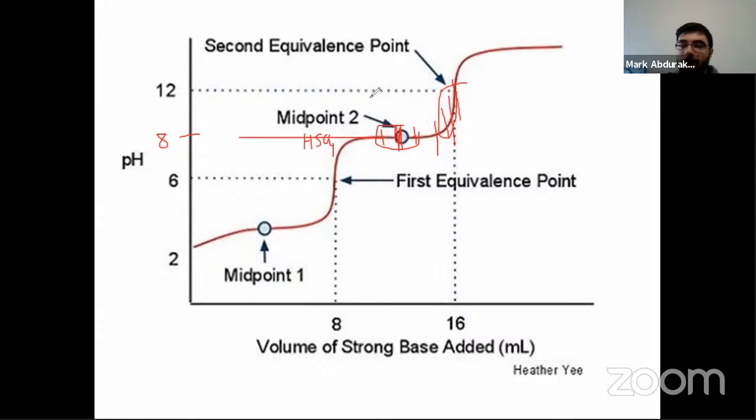The buffer zone is always the flat zone. The buffer zone is always right where the midpoint is, and right where the pKa is of the acid or the buffer. So if you're using a weak acid as a buffer, the buffer zone is right around where its pKa is. So it'd be like maybe this boxed area, right? It'd be right around the midpoint, and it's always the flat area on the curve.